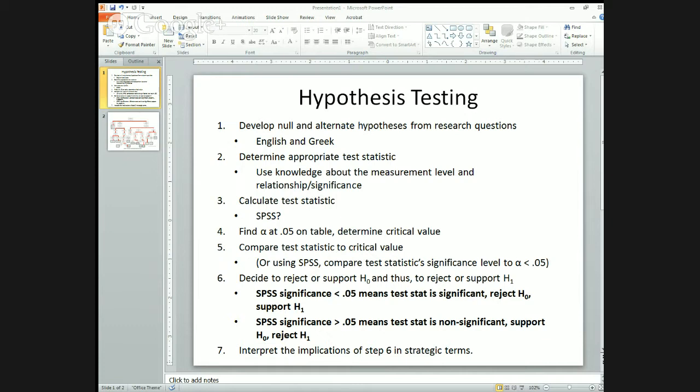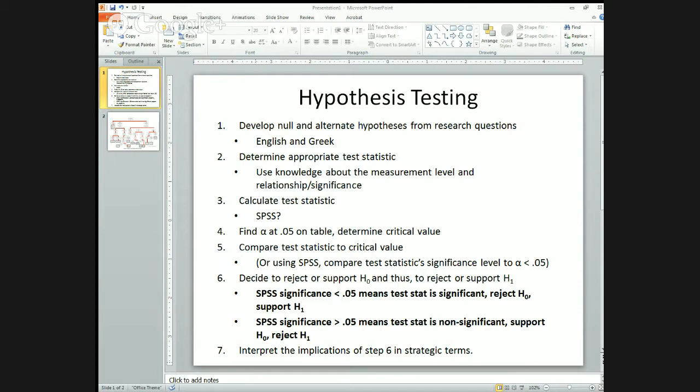From there, we need to determine the appropriate test statistic. And to determine the appropriate test statistic requires us to know about the measurement level. So are we testing categorical variables, or are we testing continuous variables? We need to know what the measurement level of our variables is, and we need to know whether we're testing for a relationship or whether we're testing for significant differences.